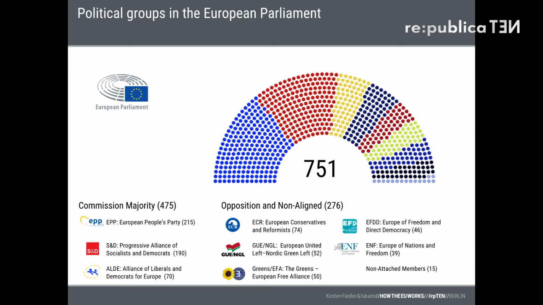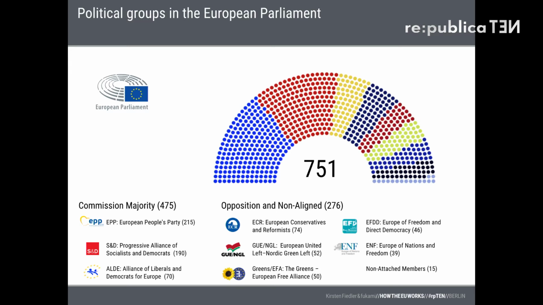So this is the composition of the European Parliament. As I said, 751 parliamentarians. And the blue group here is the EPP, the European People's Party. It's the Conservatives, which includes the CDU, for example. Then we have the S&D, the Social Democrats. They have 190 parliamentarians, and well, since the 2014 elections, these 2 big groups often form a big coalition.